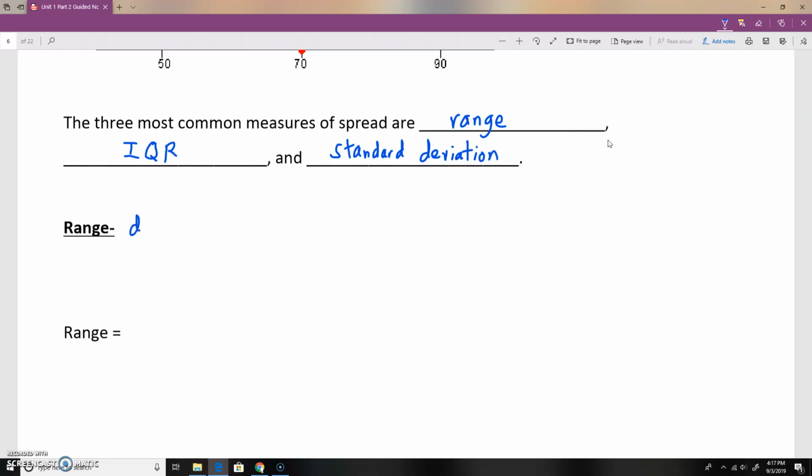Range is basically the distance from the smallest to the largest. Okay, so the smallest data point to the largest data point. If we want to write this as an equation, we would simply say range is equal to the maximum value minus the minimum value. So how far is it from the maximum value to the minimum value?